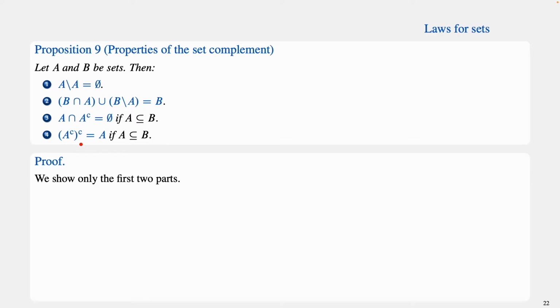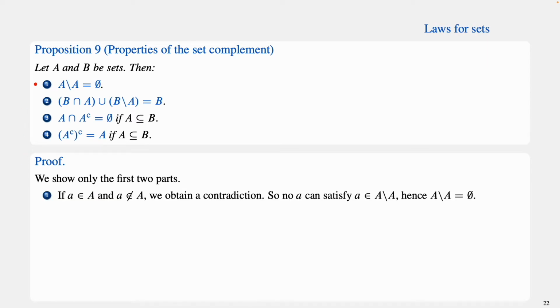Again, it would be too time consuming to prove all of them, even though the proofs are maybe a bit shorter than for the previous laws. So I will only show the first two. The first one is very quick. So if a is an element of A, but also a is not an element of A, we obtain a contradiction. Can't have both at the same time.